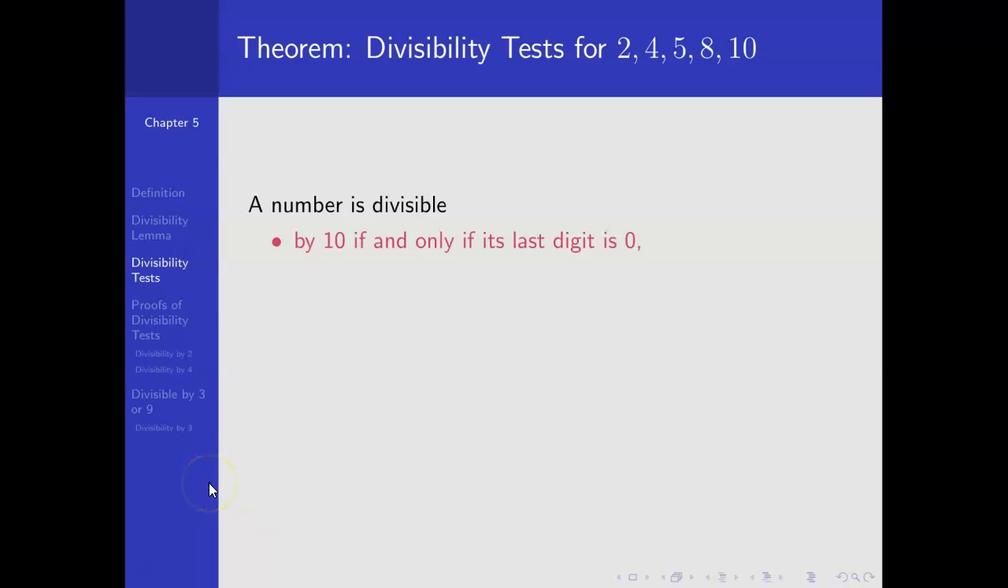Okay, now we are ready for the specific divisibility tests. We're going to be looking at divisibility tests right now, just for 2, 4, 5, 8, and 10. Later, we're also going to look at divisibility tests by 3 and 9, and also 11.